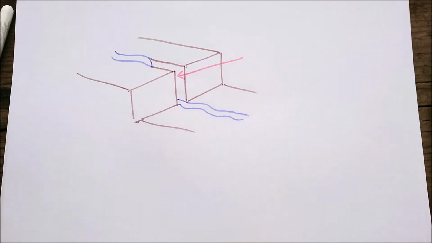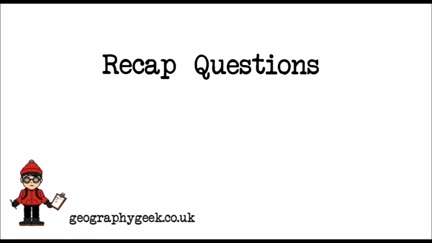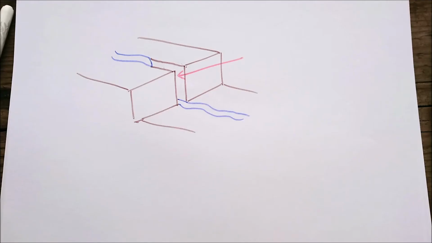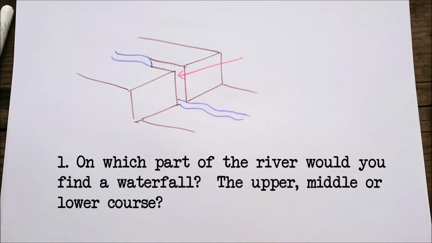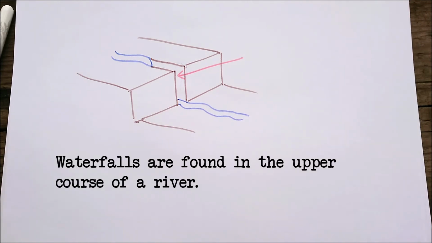Let's recap waterfalls and gorges. Question 1. Which part of the river would you find a waterfall? The upper, the middle or the lower course? Waterfalls are found in the upper course of a river, and that's because they require vertical or downwards erosion.